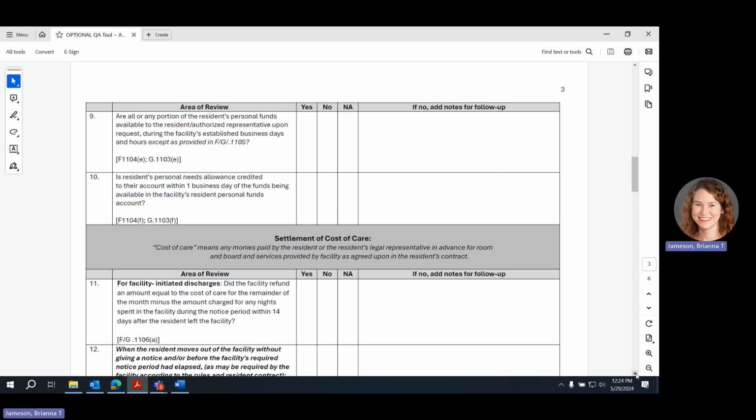The 10th area of review: is the resident's personal needs allowance credited to their account within one business day of the funds being available in the facility's personal funds account? There is space to check yes, no, or not applicable. If no is checked, there is space on the right-hand side of the page to add notes for follow-up.